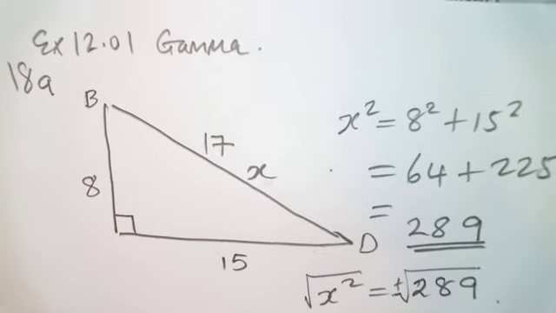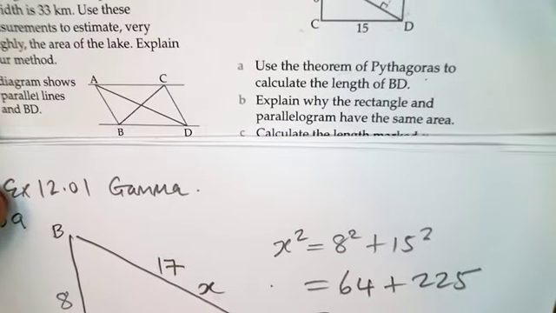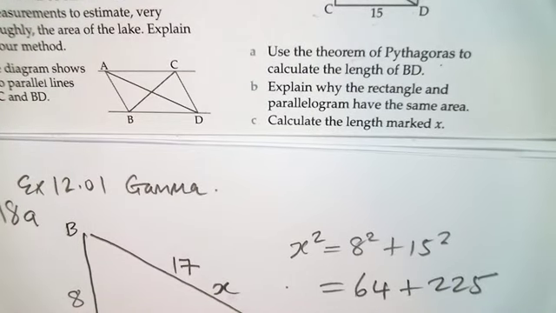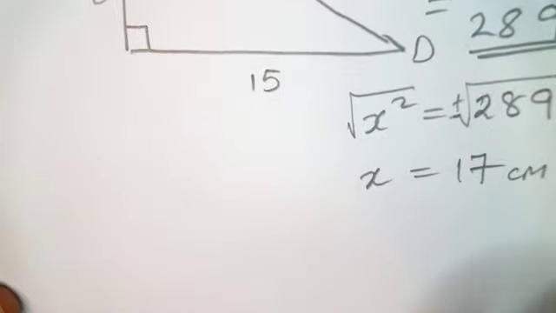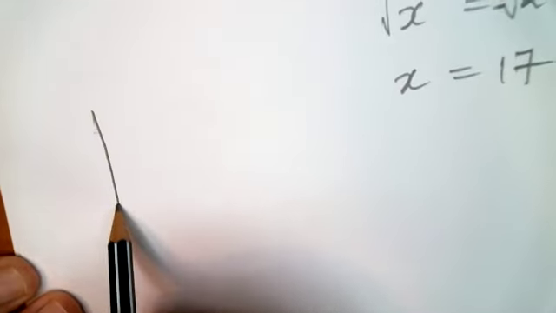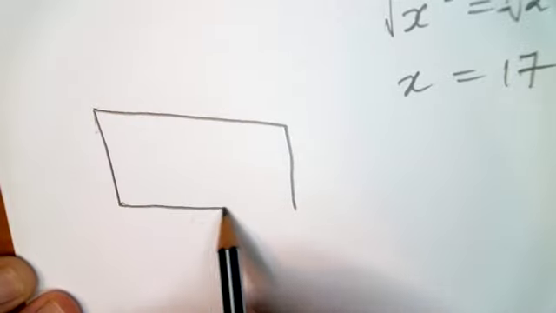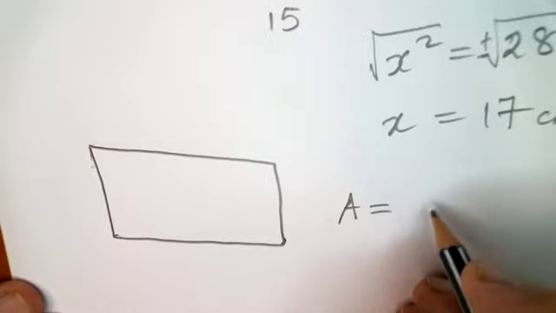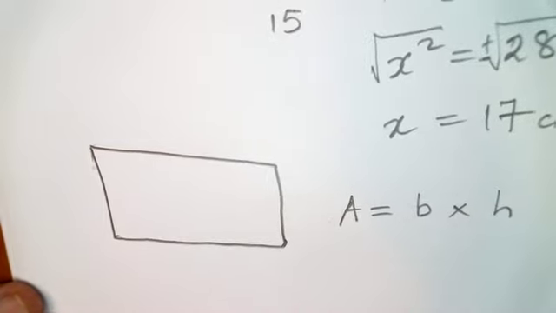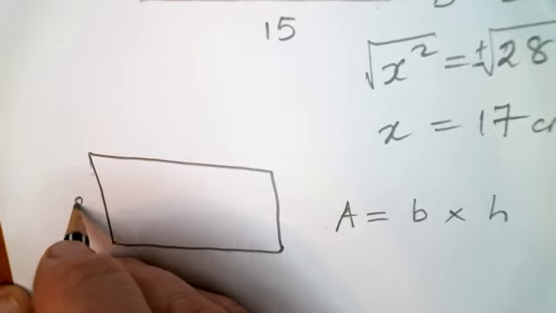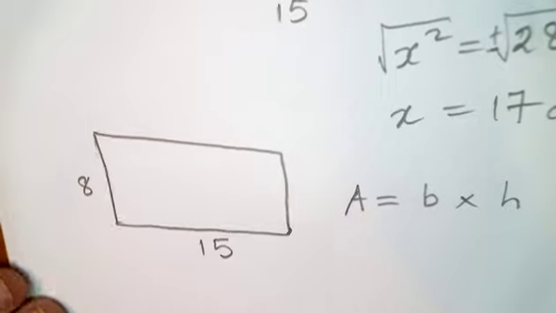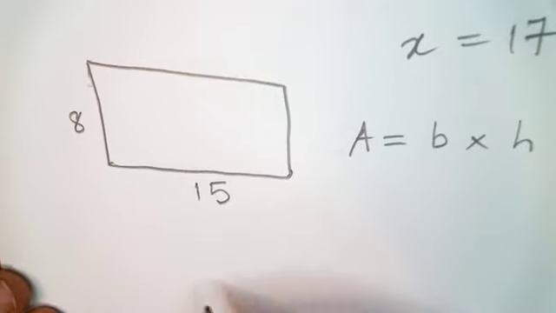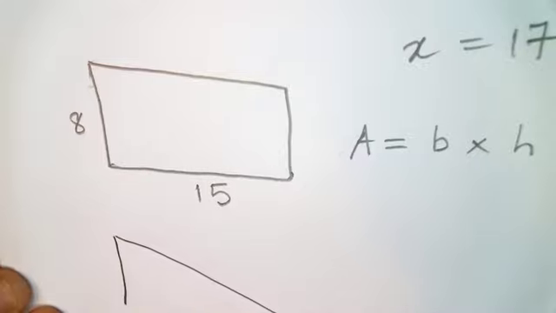Now, the next bit says, explain why the rectangle and parallelogram have the same area. Well, this really depends upon the equation that you're using. So first of all, let's look at the rectangle. I'll redraw the rectangle. Here it is. The equation for the area of a rectangle is base times height, or length times width, or however you want to do it. And this is 8 times 15. Of course, the parallelogram actually has exactly the same dimensions. It just looks like this.